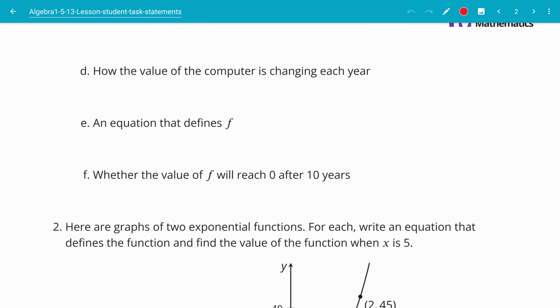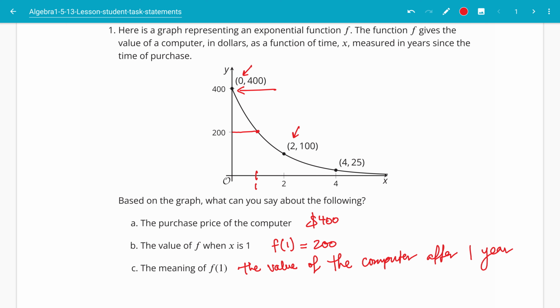How the value of the computer is changing each year. Okay, so if we're looking back at the graph, we went to 400 and then to 200 and then to 100, and then there's a missing value at 3, so it drops to something, and then to 25. So this is probably 50 to keep that pattern of it dropping by a half.